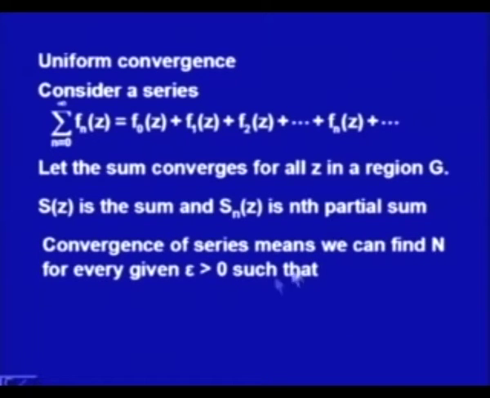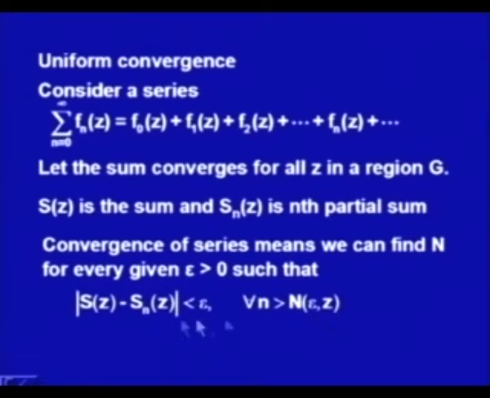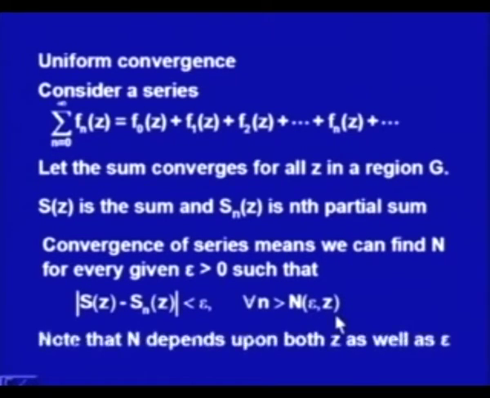and S(z) be the sum of this series and S_n(z) be the nth partial sum of this series. Then convergence of this series means that we can find N for every given epsilon greater than 0 such that |S(z) minus S_n(z)| is less than epsilon for all n greater than capital N, which will depend upon the epsilon we choose and the point z at which the convergence of the series is considered. This is the meaning of convergence. Note that N depends upon both z as well as epsilon.